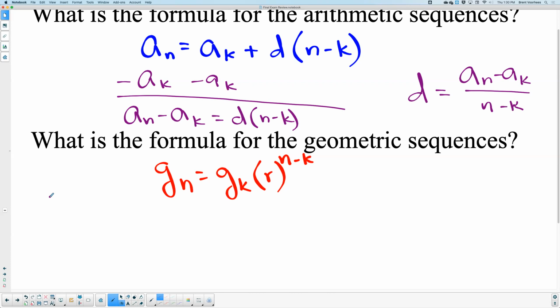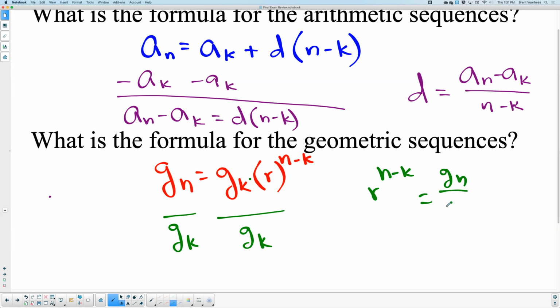What if you had to solve for the rate in the geometric formula? What would you do to isolate to get the rate? Before that, you have to do something first. Divide. So if that's multiplying, you would divide by G_k. And so we could say r to the power of n minus k would equal G_n divided by G_k.